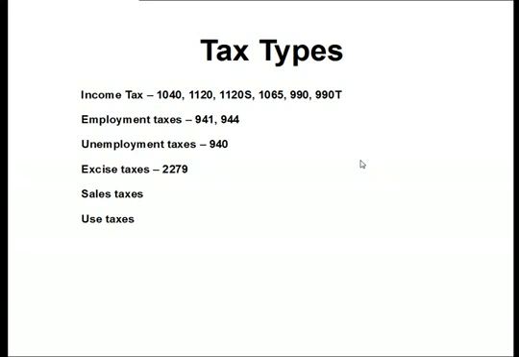Unemployment taxes, if your unemployment tax bill is going to exceed $500 for the entire year, then you also have to make regular federal tax deposits. If it's going to be under $500 for the year, you can just pay it with the return at the end of the year.